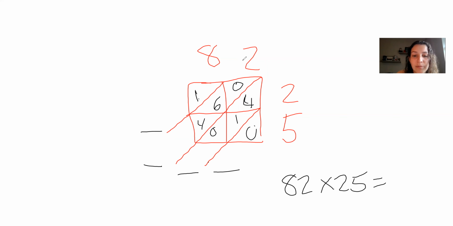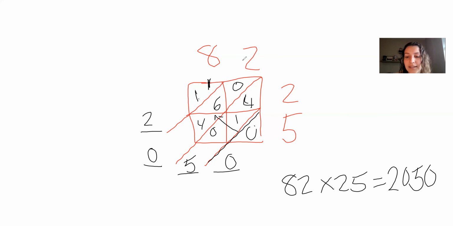So starting with our lowest line and going up and to the left, we have starting off with 0 plus nothing is 0. And then we have 4 plus 1 is 5. Now we have 0 plus 6 plus 4, which is 10. And in this case, we're going to take the ones place digit and add the tens place to the next square up here. So now we have 1 plus 1, and that is 2. So our final answer here is 2050, which is equal to 82 times 25.